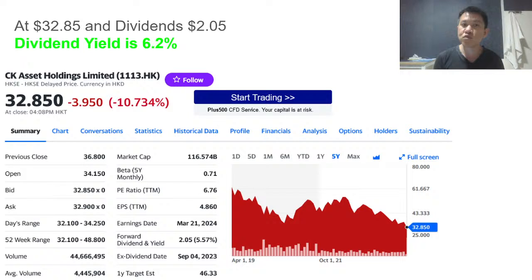Link REIT, the gearing is less than 20%. Fortune REIT, the gearing is just 20%. So they don't gear up a lot. So they are all very conservatively managed. And on top of that, the dividend yield is so high. That's why I really like all these assets, but I prefer the REIT assets over the property counter.